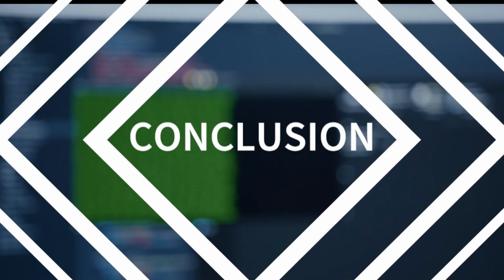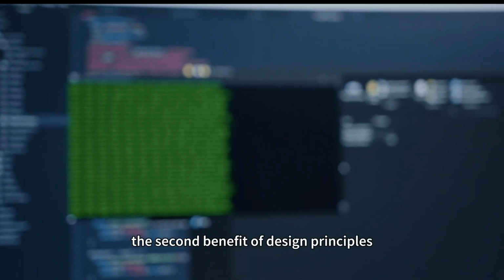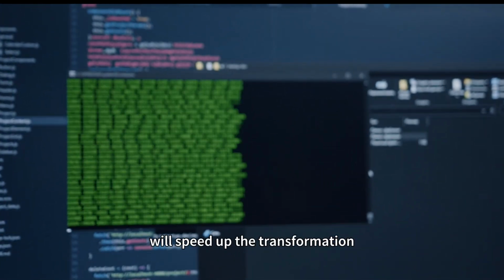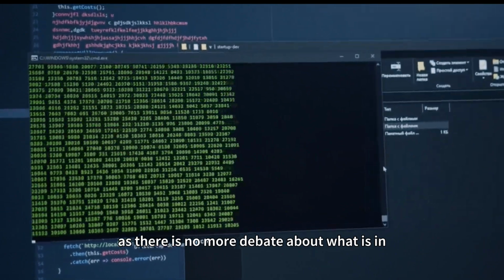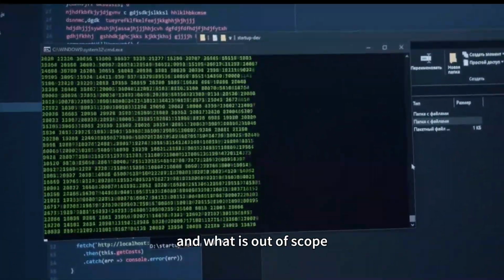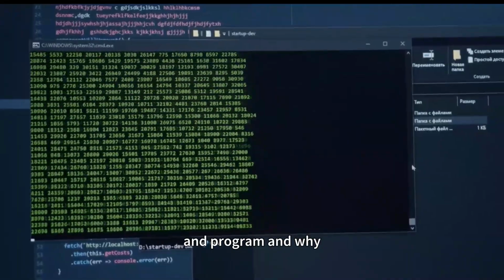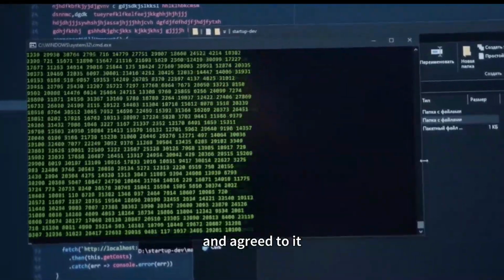Conclusion. In conclusion, the second benefit of design principles is that you will speed up the transformation as there is no more debate about what is in and what is out of scope for the project and program, and why, because you have already done it and agreed to it.